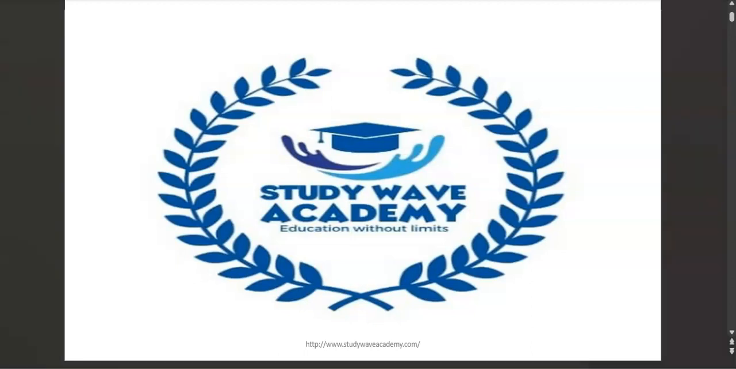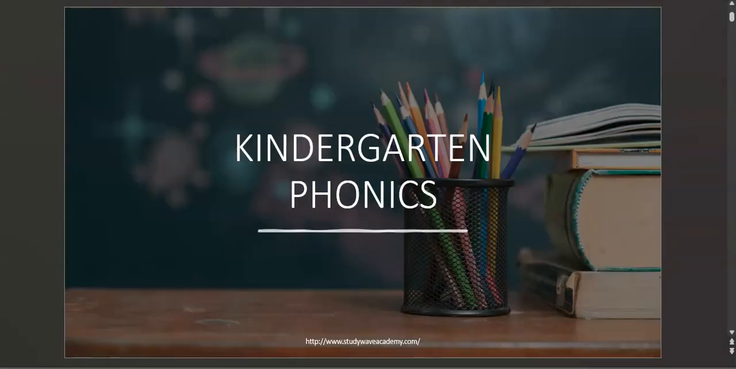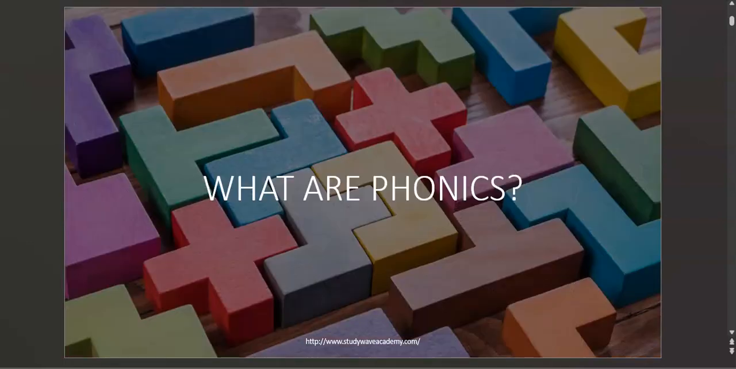Now, today we're going to focus on the kindergarten work on phonics. We're going to understand what phonics are. We're going to learn more about phonics, and by the end of this class, we're going to be talking about phonics and even giving examples of what these phonics are.